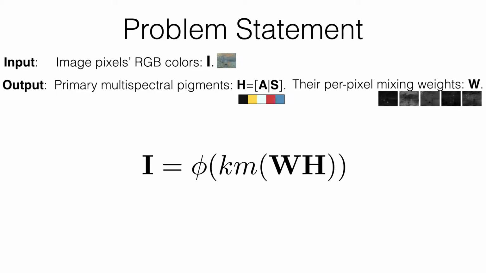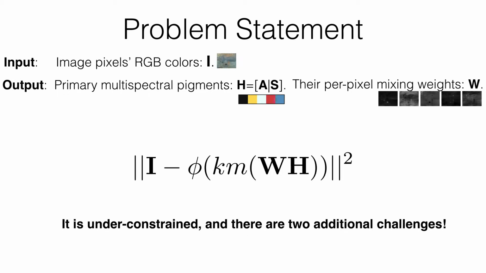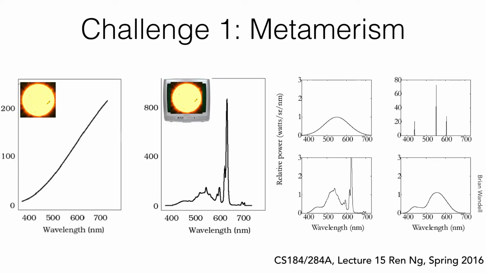our model is only related with mixing weight W and the pigment parameter H. Then we can solve this problem using a nonlinear least square optimization. But this is an under-constrained optimization, since the unknown variable number is much larger than the known equation number. And there are two additional challenges hiding in this problem. First challenge is metamerism, which means the different high-dimension spectrum can be rendered into same 3D color.